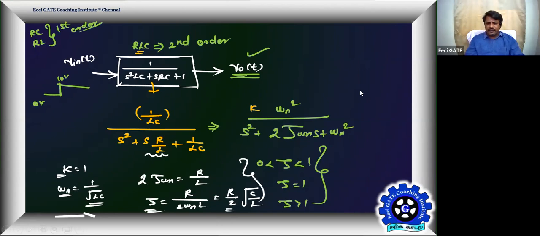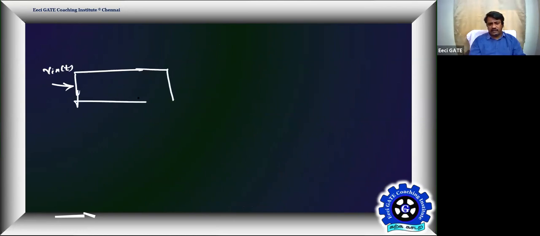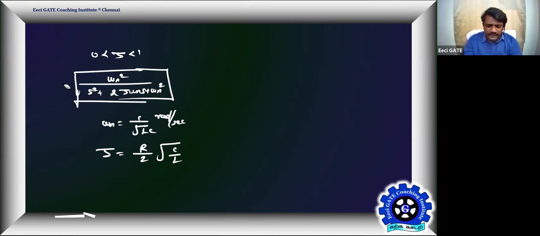So now taking this control system fundamental to this, the input is V in of t and the system is omega n square by s square plus 2 zeta omega n s plus omega n square. That's RLC. Assuming its damping is between 0 and 1, where omega n is equal to 1 by root LC, where zeta is equal to R by 2 into root C by L. This is in radian per second. Damping factor is unitless. So this is excited by a step input as per the given circuit.